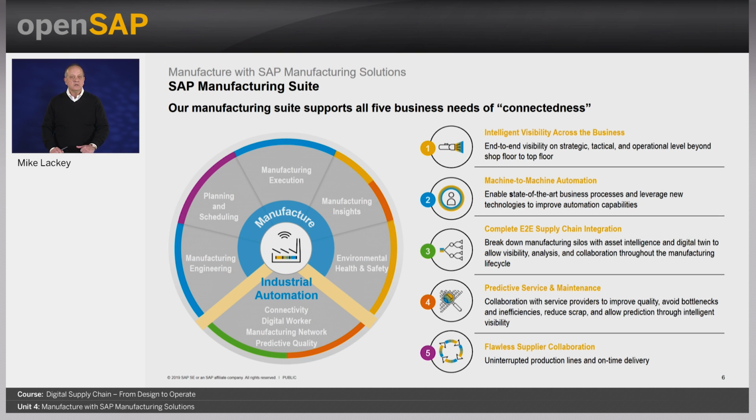And environmental health and safety. Safety of your workers, safety of the environment, safety of managing hazardous materials. All that tied together on top of industrial automation is what's driving what we call the 5 business needs of connectedness. The ability to have that visibility across your global operations.